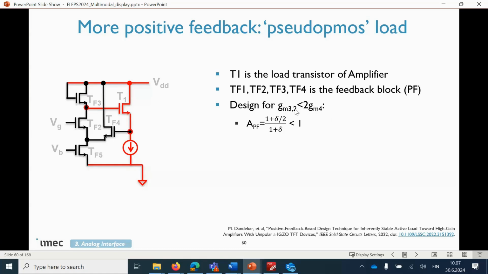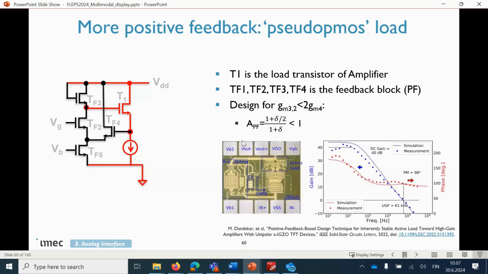You have to design so that transistors 3 and 2, these 2 transistors here, have a gm smaller than 2 times the gm of transistor 4, so that the gain of the feedback loop is smaller than 1. This way, the gain is guaranteed to be smaller than 1, and the circuit will be stable.